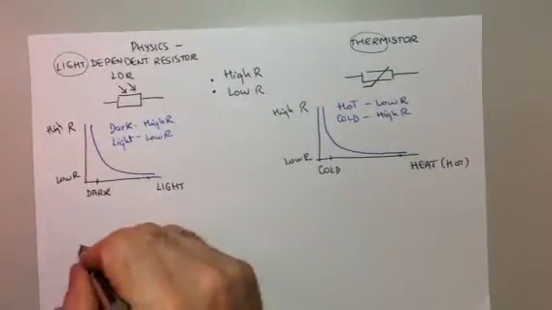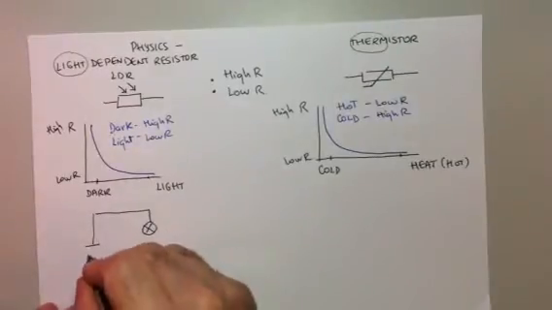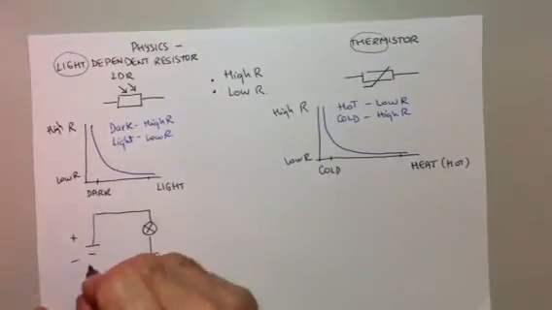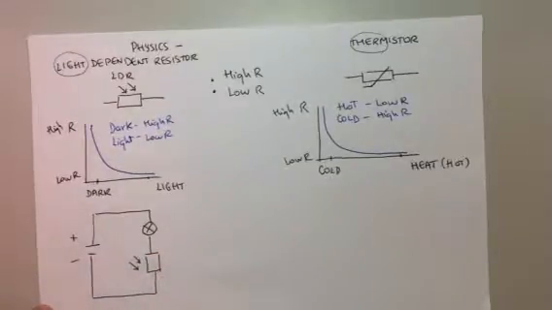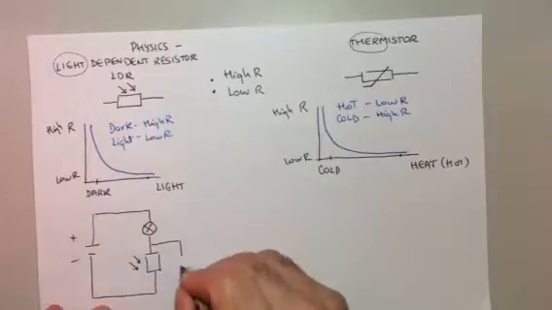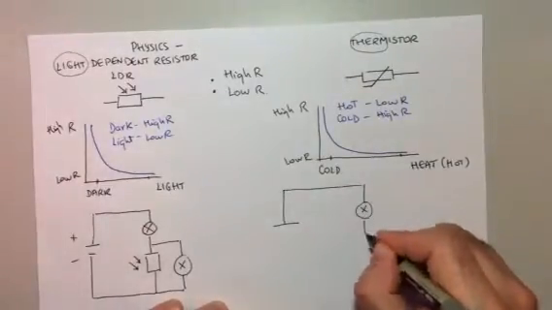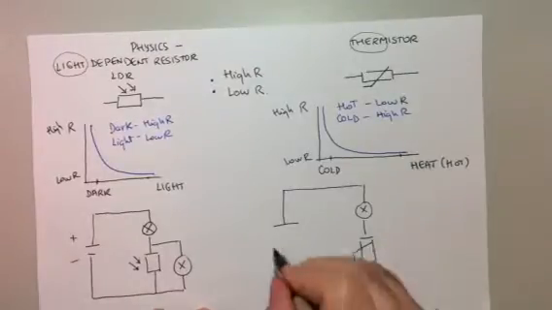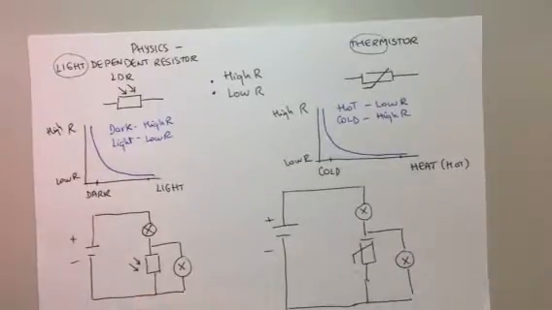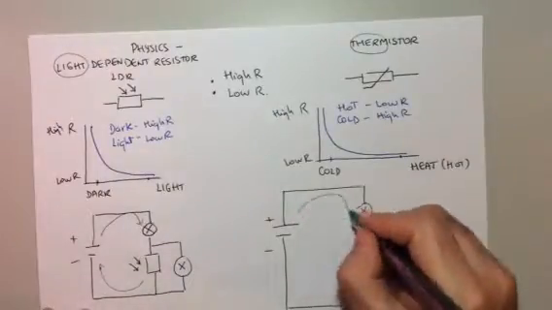Okay, now let's put them in a circuit. So we have a circuit made of a light bulb, it doesn't matter, it can be a resistor if we want, and then we have the LDR, and then here we're going to have another light bulb. A light bulb, thermistor, positive, negative. Here we have another light bulb. Okay, so the current direction is from the positive terminal towards the negative terminal.